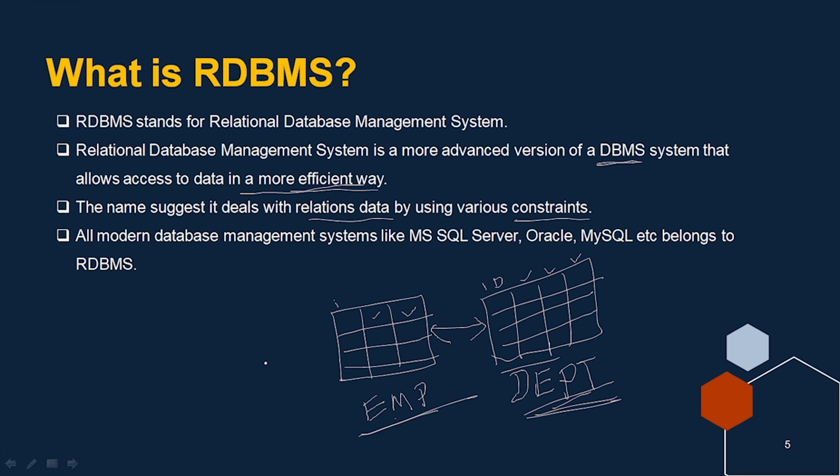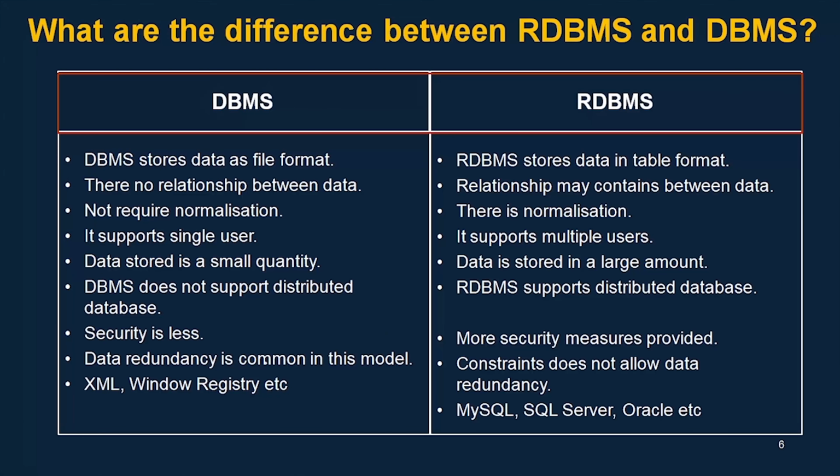Now we will move to our next slide to understand the difference between RDBMS and DBMS. DBMS stores the data in file format. On the other hand, RDBMS stores the data in table format. As we discussed before, the data are stored in tabular format in RDBMS, and DBMS stores the data in file format, like when we keep the data in a document or text file. In DBMS, there is no relationship between the data. On the other hand, in RDBMS relationships may exist between the data.